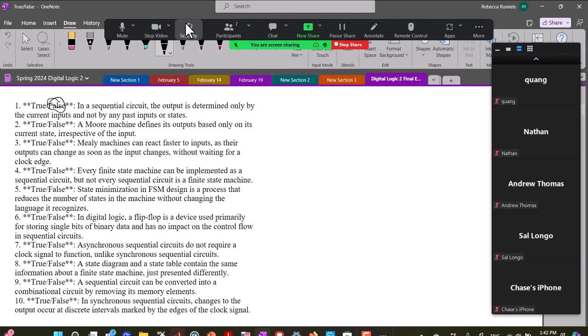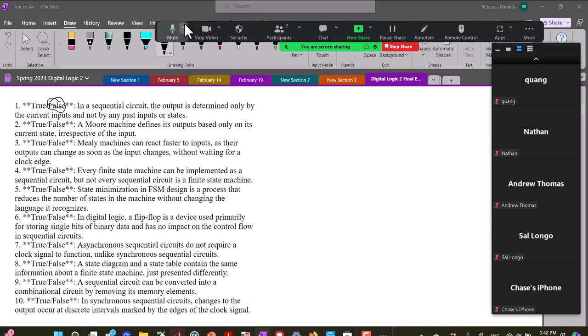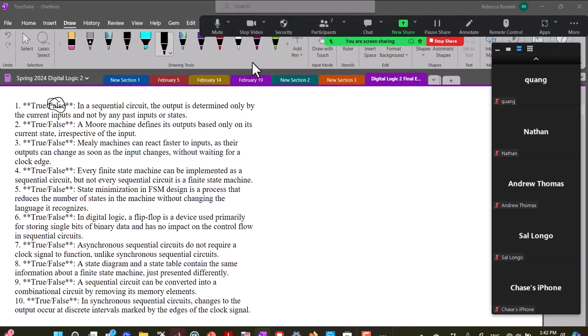Okay, a Moore machine defines its outputs based only on its current state, irrespective of input. I suspect y'all probably do know this one. You know the difference between Moore and Mealy, even if you don't know entirely what it means, right? Is this one true or false? This one's true, so you did in fact know it. A Moore machine, the output depends only on what state it's in, not the inputs.